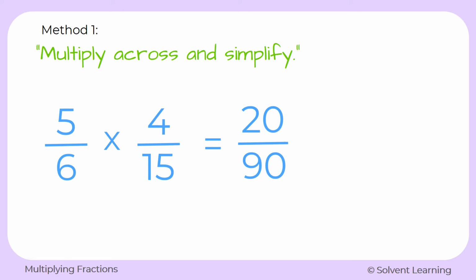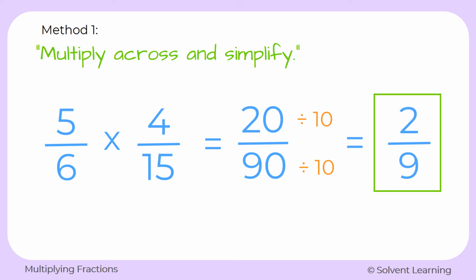And now we want to see if we can simplify our answer. 20 and 90 do have a common factor of 10, and we can tell because they both end in a 0. So if we divide both the numerator and denominator by 10, this fraction simplifies to 2/9. So that's our final simplified answer.